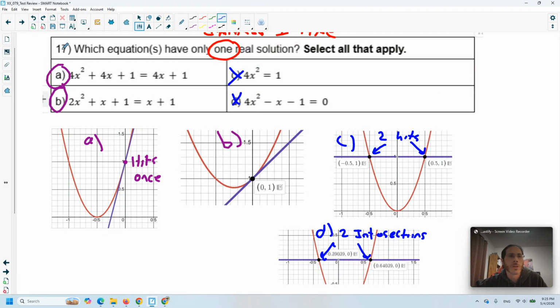So that's what we got. That's the entirety of the review guide. So that's everything. So it should be pretty decent. Should be pretty easy last one.